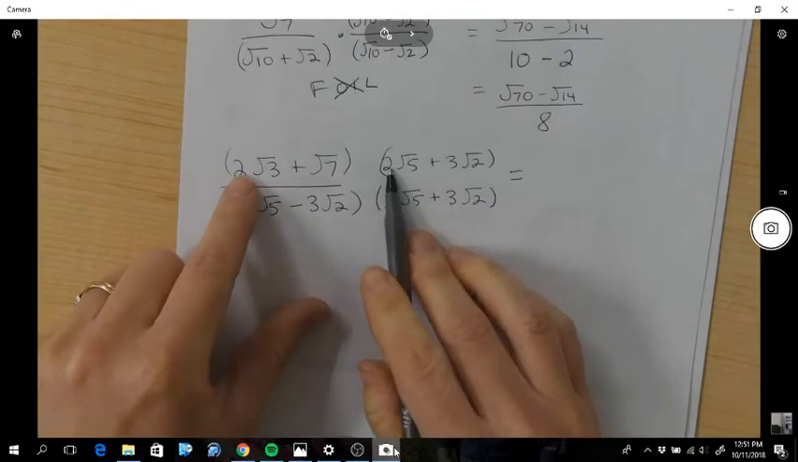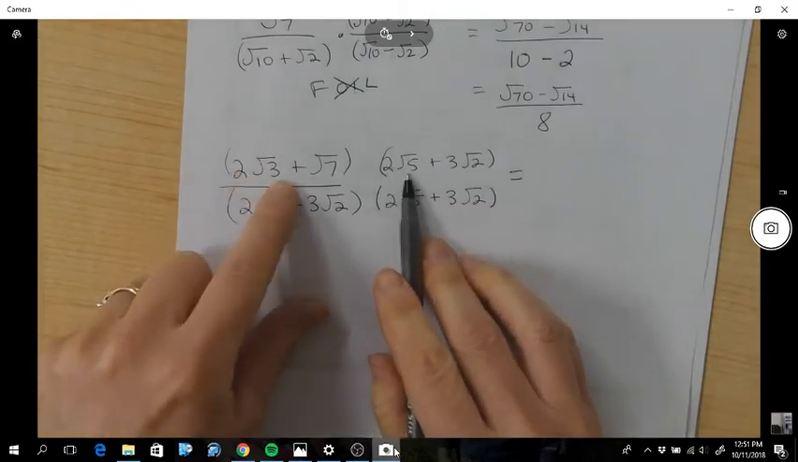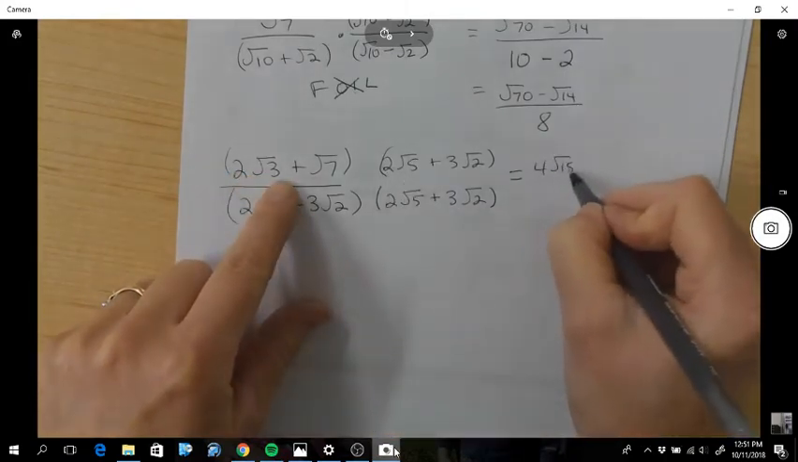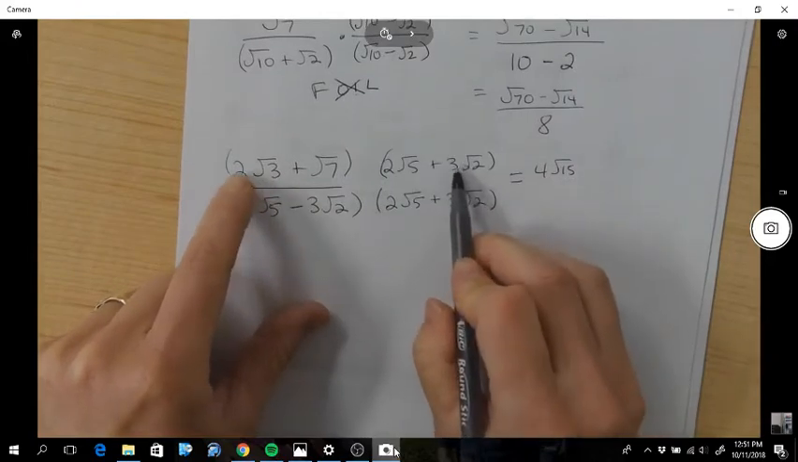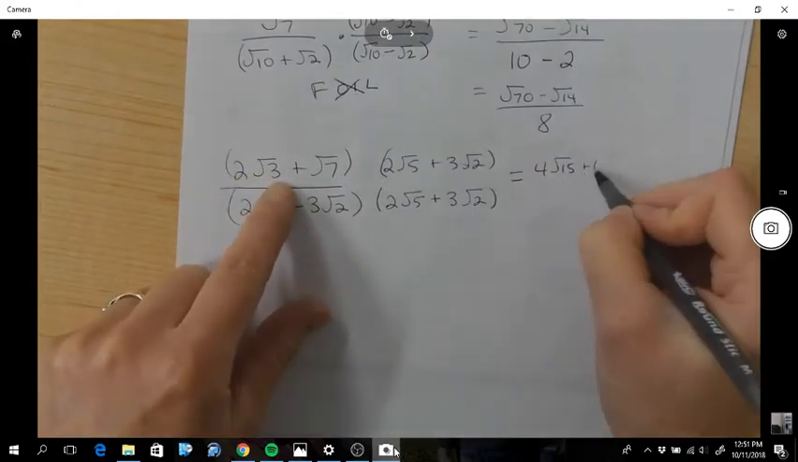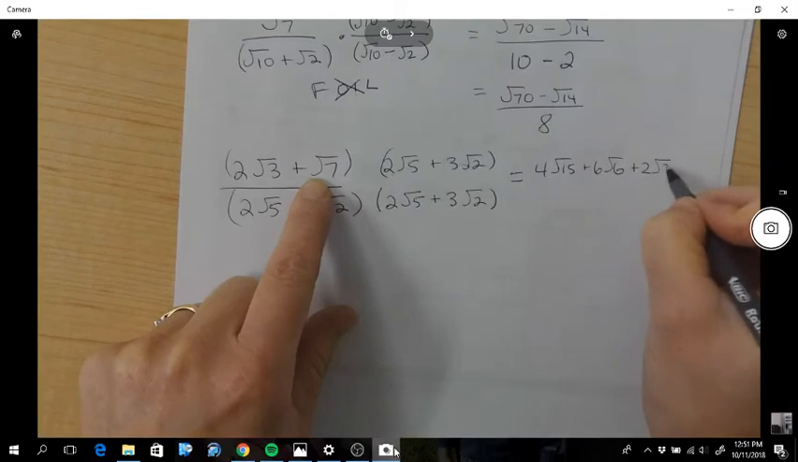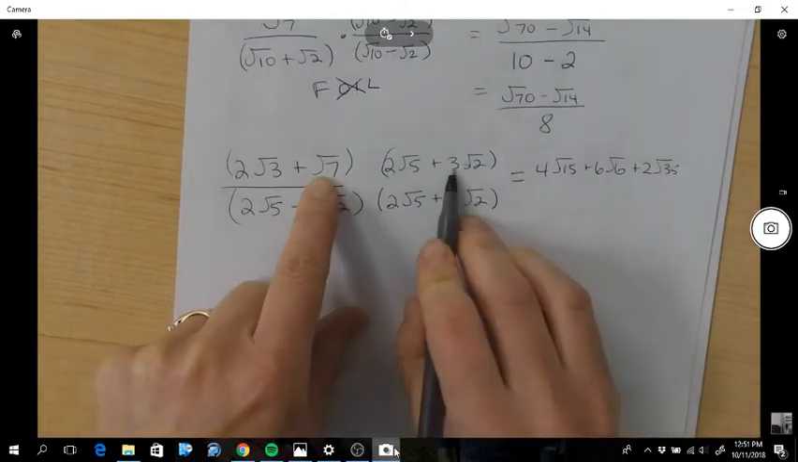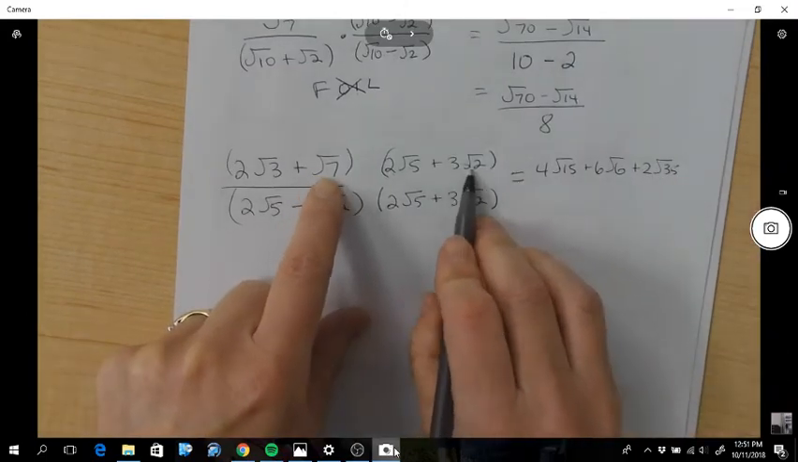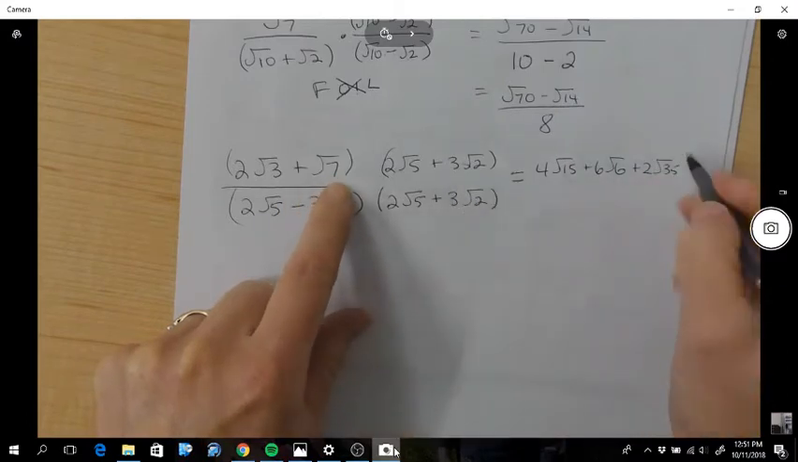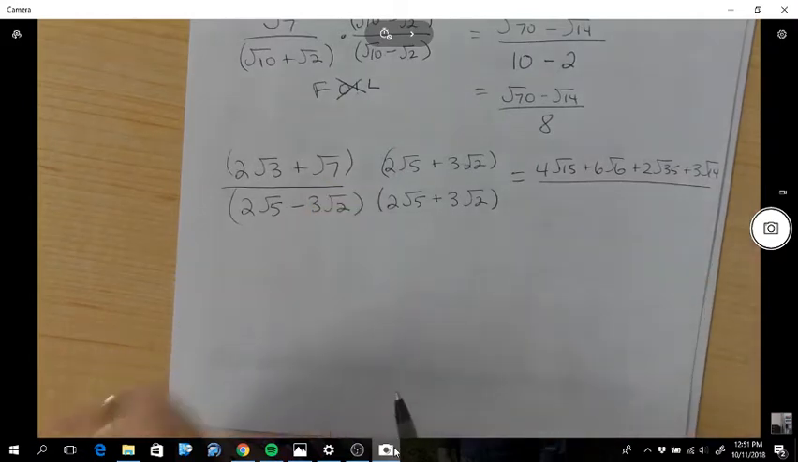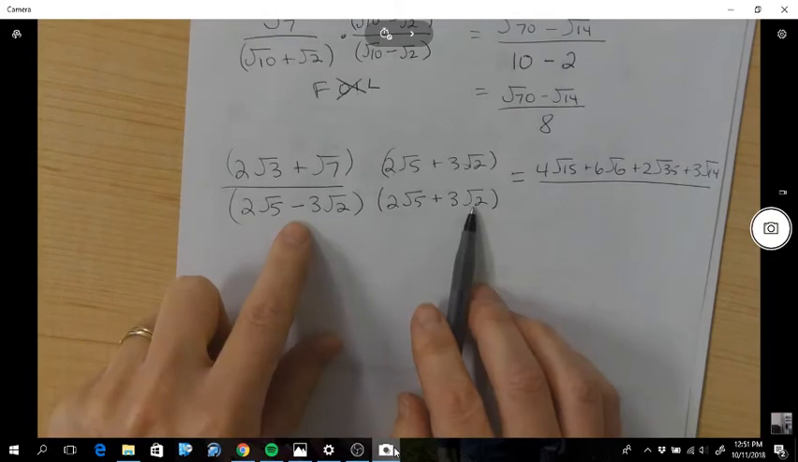So now, foiling, this becomes 4 root 15. Outsides become 6 root 6. Insides become 2 root 35. Last becomes 3 root 14. All over. Now on the denominators, since I've created conjugates, I just flow.